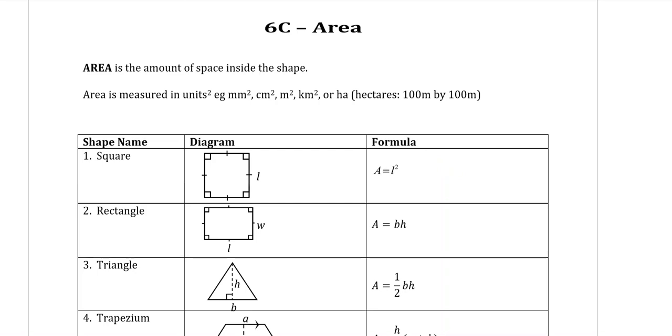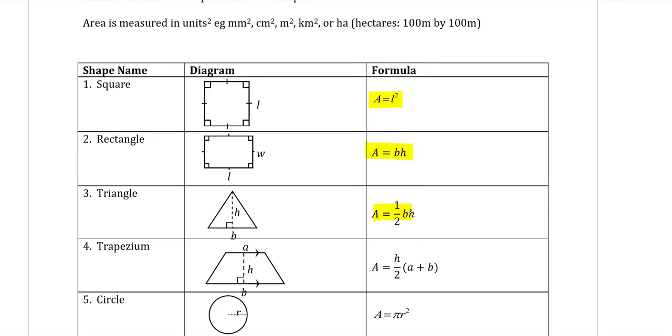A rectangle is A equals BH for the base and the height. A triangle is half of a rectangle, so it's half of BH.